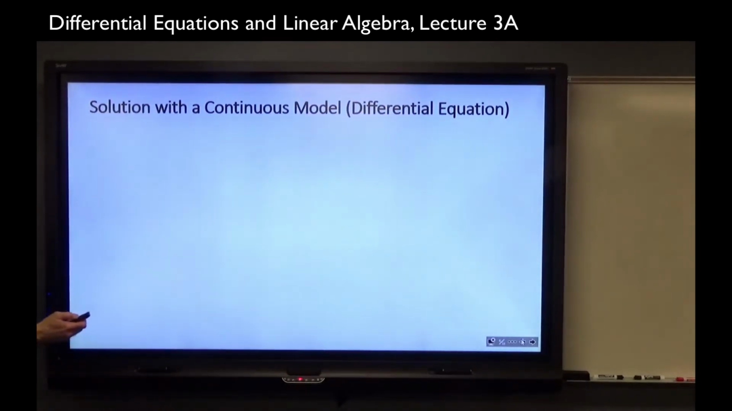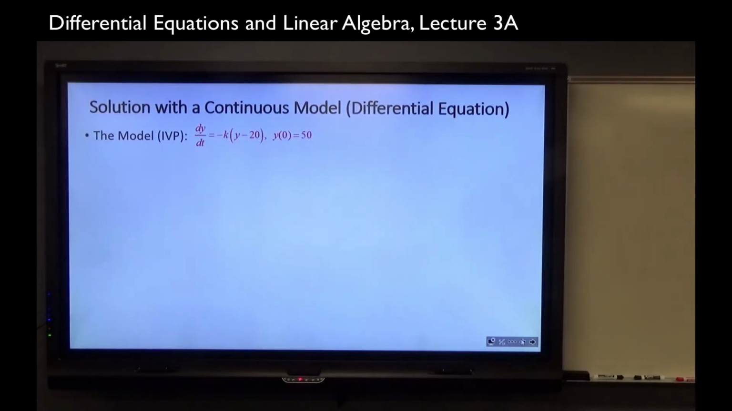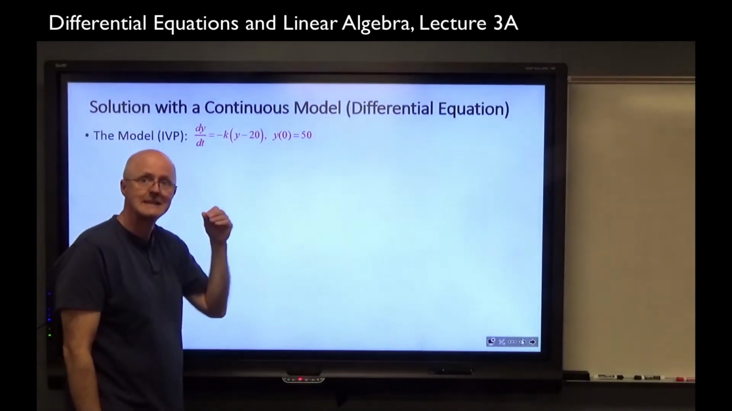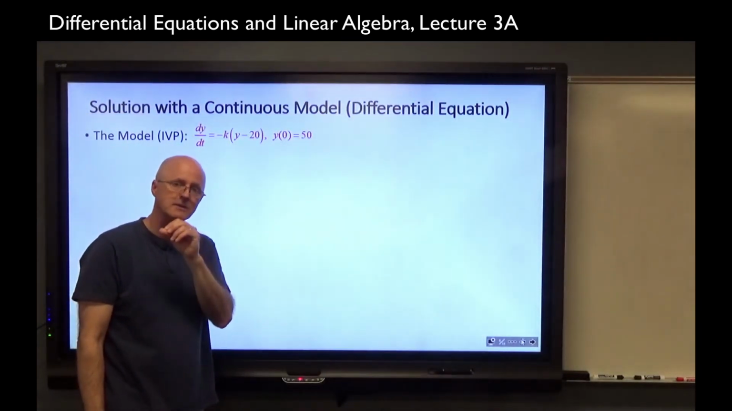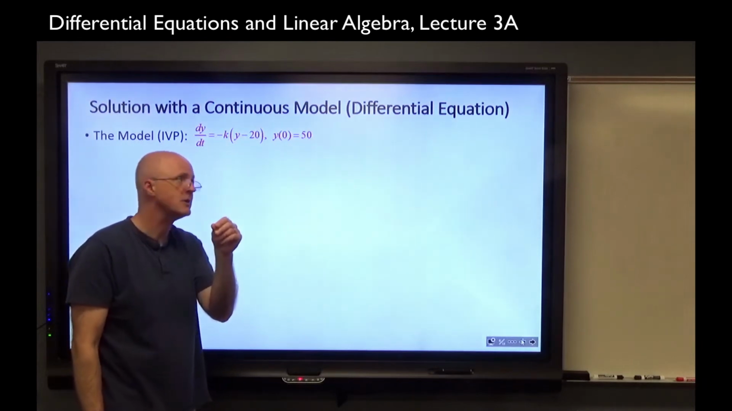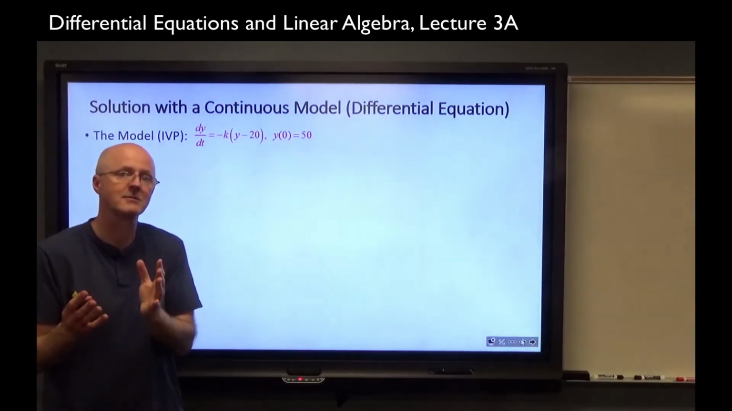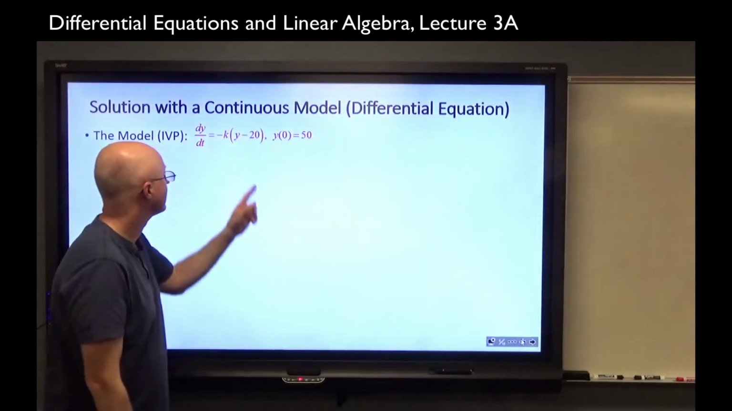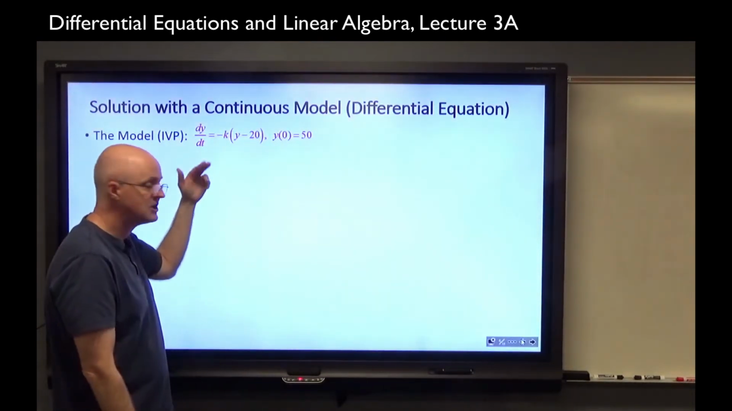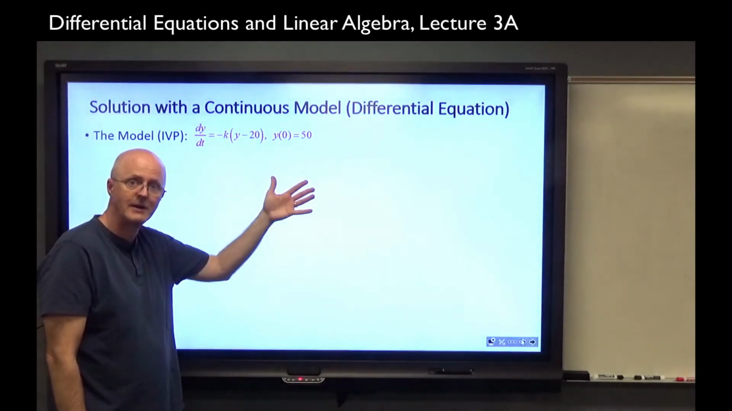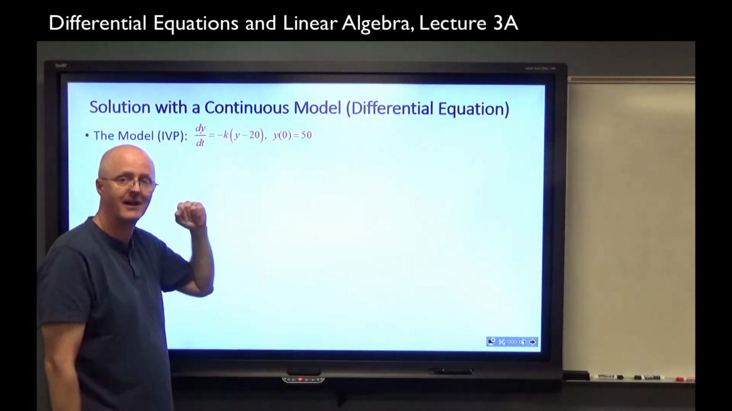The continuous model is a differential equation. The model itself is this. dy dt equals, well, negative k times y minus 20. Y minus 20 is the difference between the current temperature and the room temperature. Negative k is your constant of proportionality. I hope it makes sense that the constant should be negative. Because like when it's cooling, dy dt should be negative. Y minus 20, when it's above 20 degrees, is positive. You need a negative constant of proportionality.